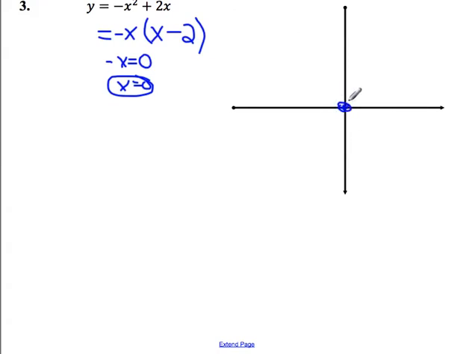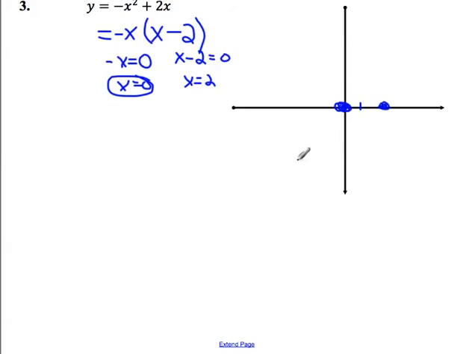Right at the origin. The other one's going to be x minus 2 equals 0. So I'm going to get x equals 2. So 1, and there's my other 0, my other x-intercept. Okay, we know this guy's facing down, right, because a is negative, so it's got to be something like this.